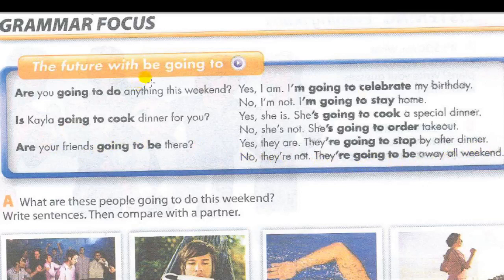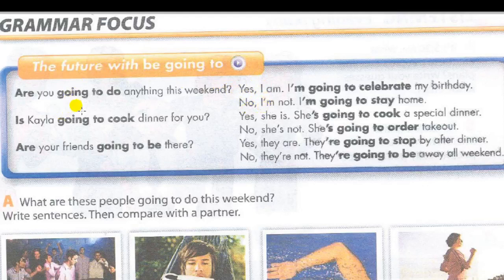The future with be going to. Are you, are we, are they going to plus infinitive to make a question. Are you, are we, are they going to, infinitive main verb. Answer yes or no. Yes, you, I, we, you, they. Yes or no, you, we, they. Are, no, aren't.